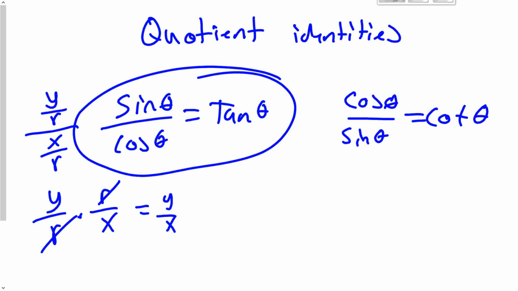Same thing if you just flip it, right? You get cosine of theta over sine of theta, which is cotangent, because these two are reciprocals, right? So let's go ahead and work on some examples of dealing with both these types of identities. So let's look at one. Let's look at this one.